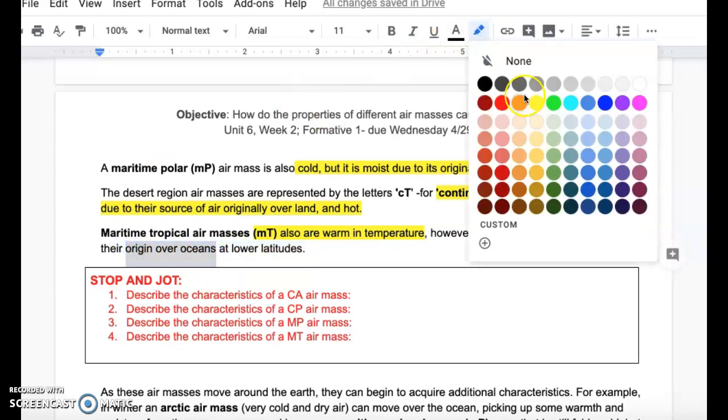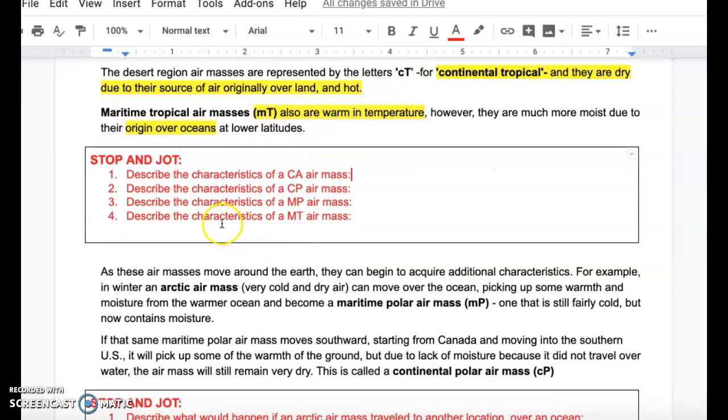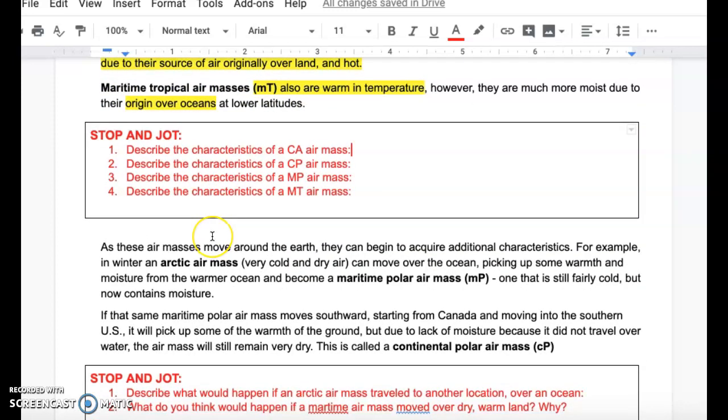Okay, so now you're going to pause, finish up your highlighting, and stop and jot your answers to these 4 questions. Number 1, describe the characteristics of a CA air mass. 2, describe the characteristics of a CP air mass. 3, describe the characteristics of an MP air mass. And 4, describe the characteristics of an MT air mass.